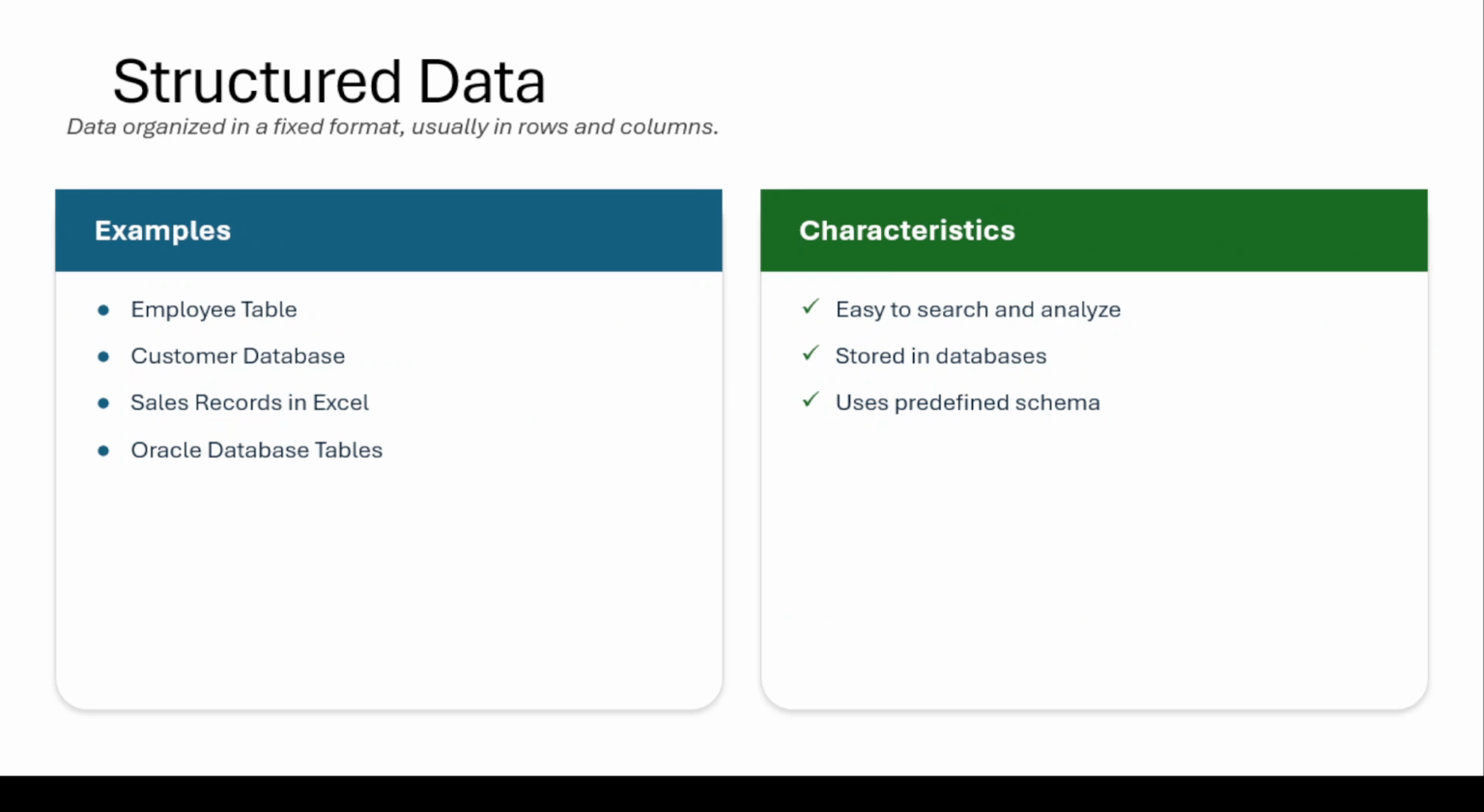Now, structured data. Examples are an employees table, a customers table, sales records in Excel, Oracle database tables. The characteristics of this type of data: it is easy to search, analyze, and store in a database, and it uses a predefined schema. What a predefined schema is, we will discuss when we go deep into any database like Oracle database, Access or SQL Server, where we can discuss exactly what the schema is.